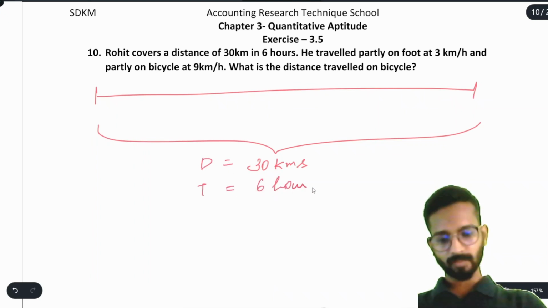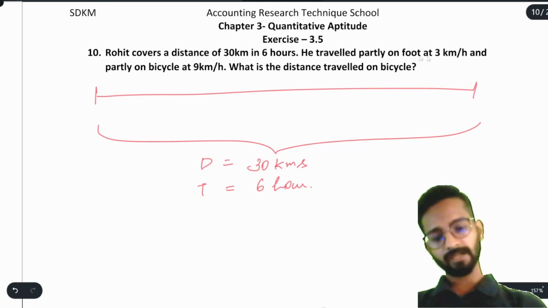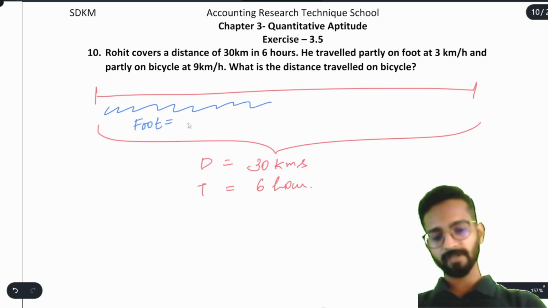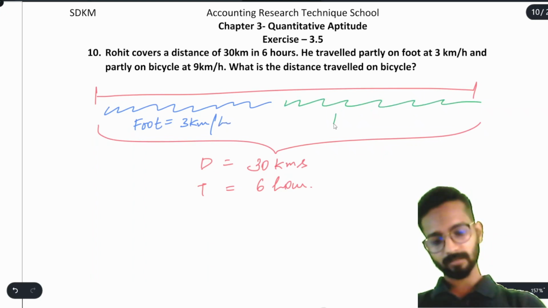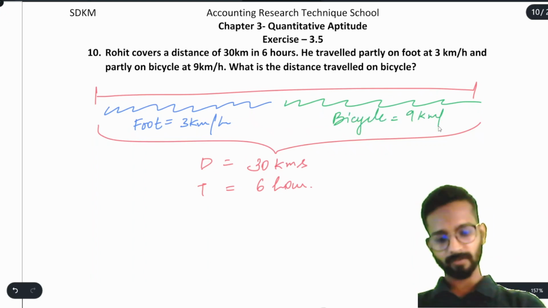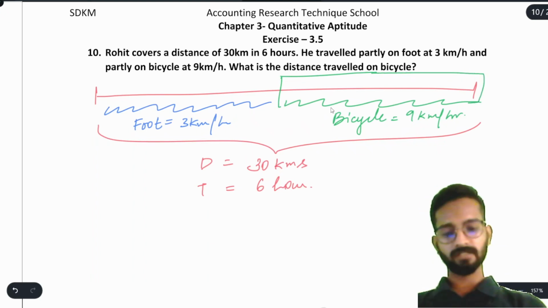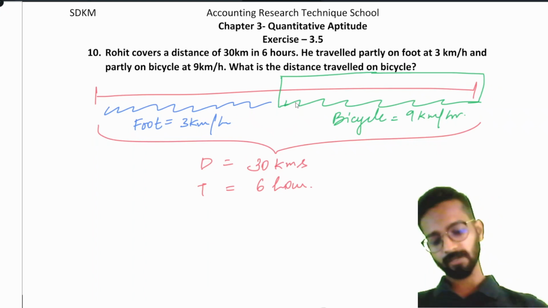What is the question? They are saying he travelled partly on foot at 3 kilometers per hour. They are saying he travelled on foot and the speed was 3 kilometers per hour. Then he travelled on bicycle and then the speed was 9 kilometers per hour. What is the distance travelled on bicycle? They are asking this distance he has travelled on bicycle, how much was that distance? Understood? Now let's see.